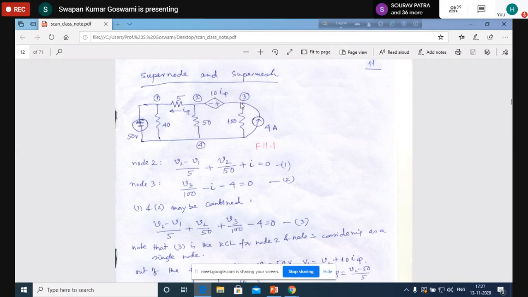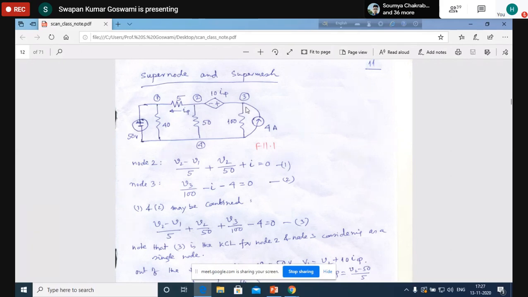Between node 2 and node 3, we have a dependent voltage source of 10 I phi. Why is this I phi given here? Because a dependent source is shown between node 2 and node 3, where the source value is 10 I phi, being the current flowing through this 5 ohm resistance branch from node 2 towards node 1.